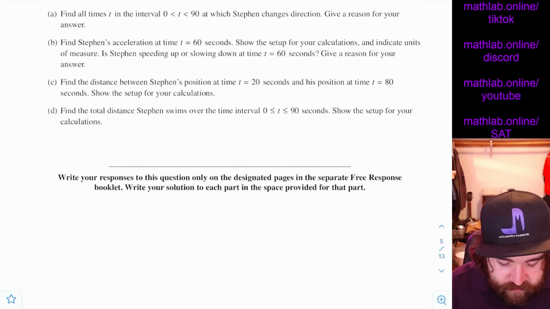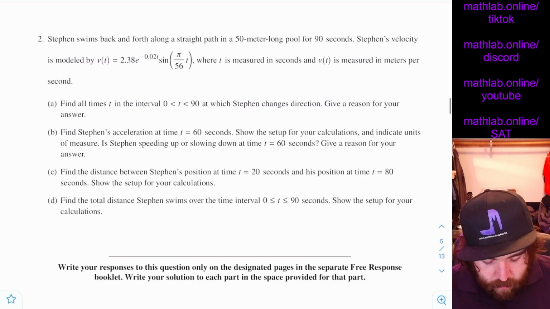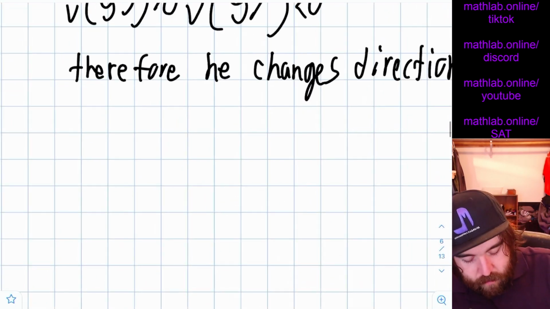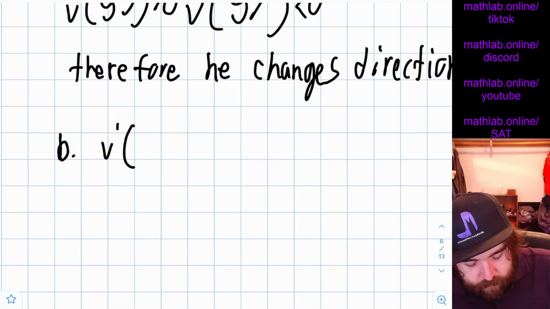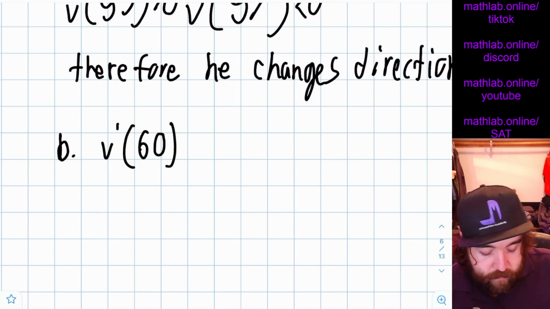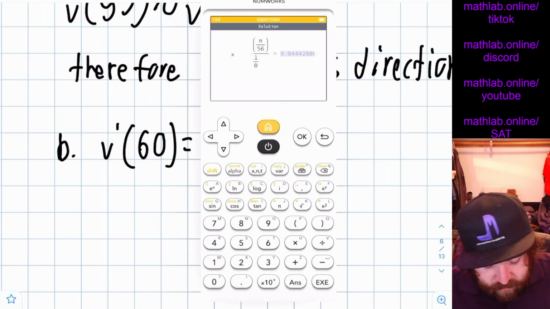B. Find Stephen's acceleration at time equals 60. Show the setup for your calculation and indicate units of measure. Is he speeding up or slowing down at time equals 60? Okay, time equals 60. So that means we're going to find v prime of 60. That's the setup for the calculation. I don't know how they could possibly want us to be any more specific.